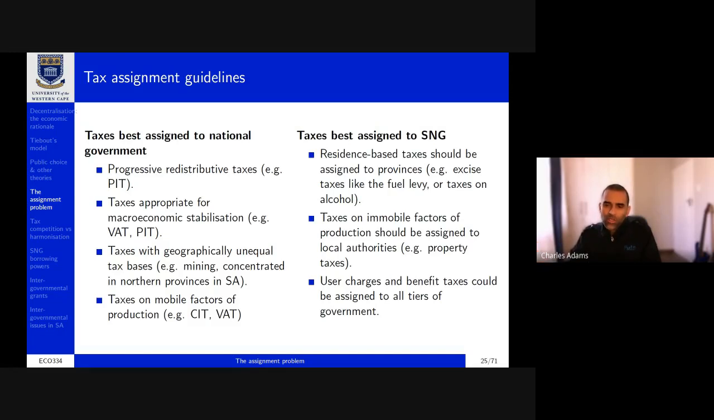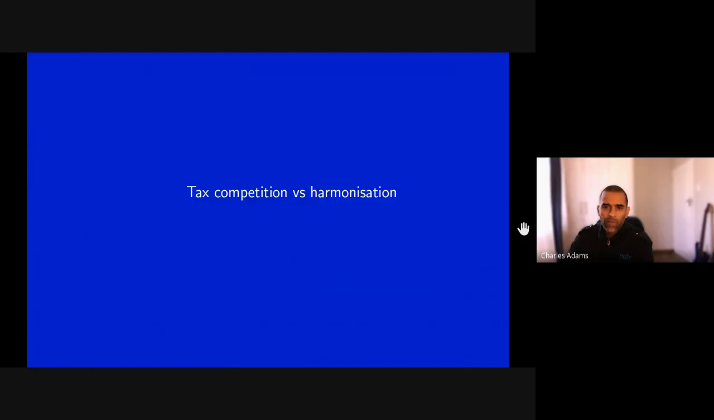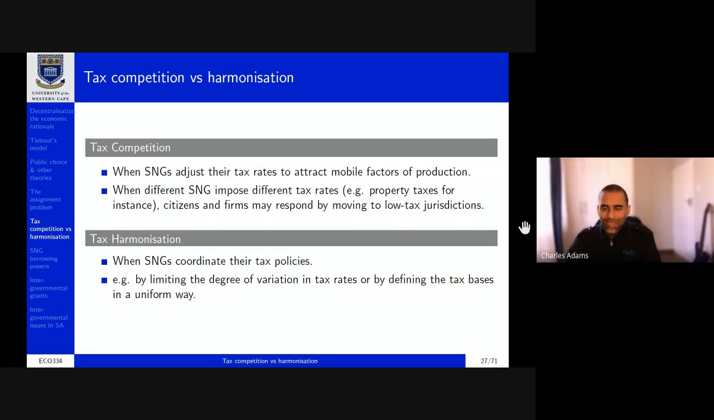And this can be administered at different levels. So you'll have some national parks that are administered by national government, and you'll have some parks that are administered at municipal level. Okay. Now let's talk about tax competition versus tax harmonization. Okay, so what is tax competition?